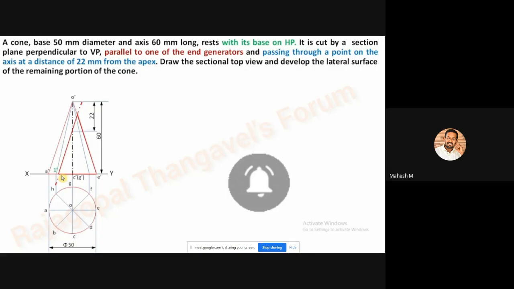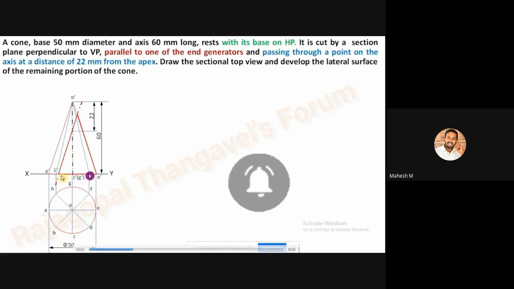Okay. And similar to that, you have to locate the remaining cutting points. For this, please look at this. Here we are having 3 lines. One is C dash of G dash to O dash. So this is one line. Okay, that is, O dash to C dash is there, O dash to G dash is there. So here we are having 2 lines.